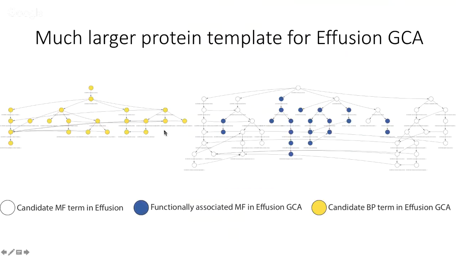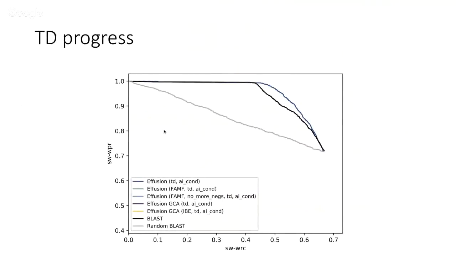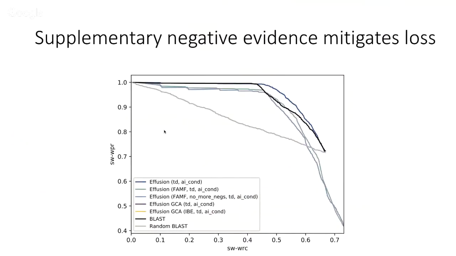And as a result, it's much more computationally intensive. The plots show that we're starting at a disadvantage compared to the previous method because we have a much more complex model.